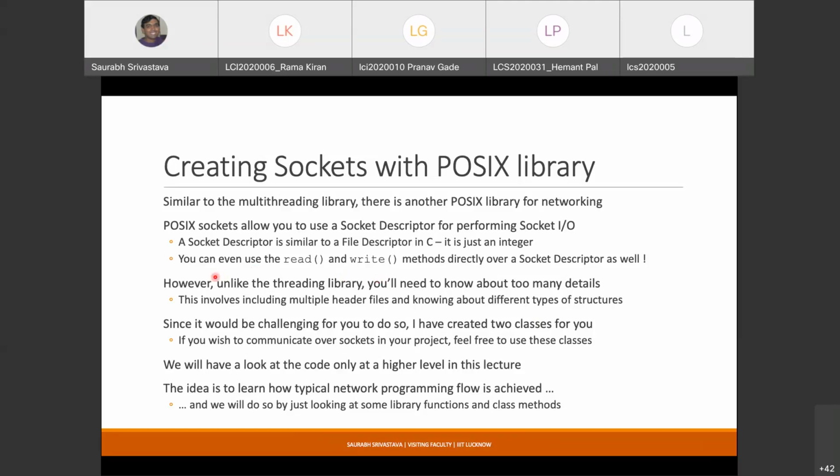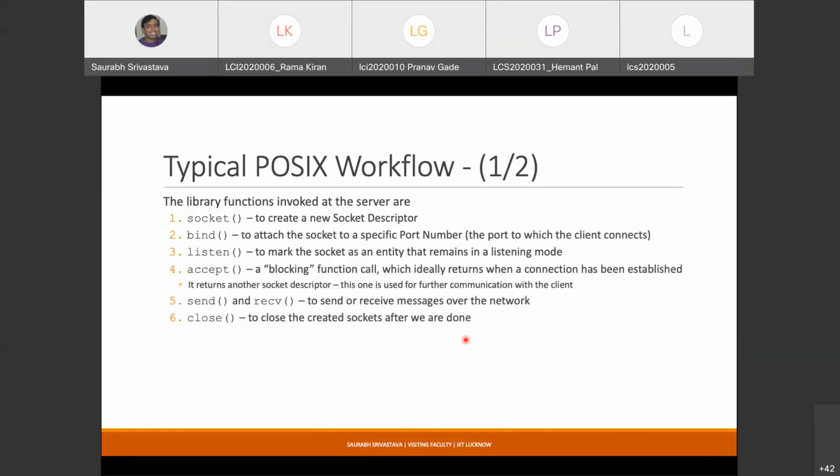But this library, unlike the threading library, has so many things to do, right? I mean, networking is much harder as compared to multi-threading. So there are so many header files, there are so many structures that you need to know about before you can start working. So it will be very challenging for you at this point of time to do that. So I've just created two classes for you. These two classes can be used in order to communicate between server and the client. I'll just show you what those classes are.